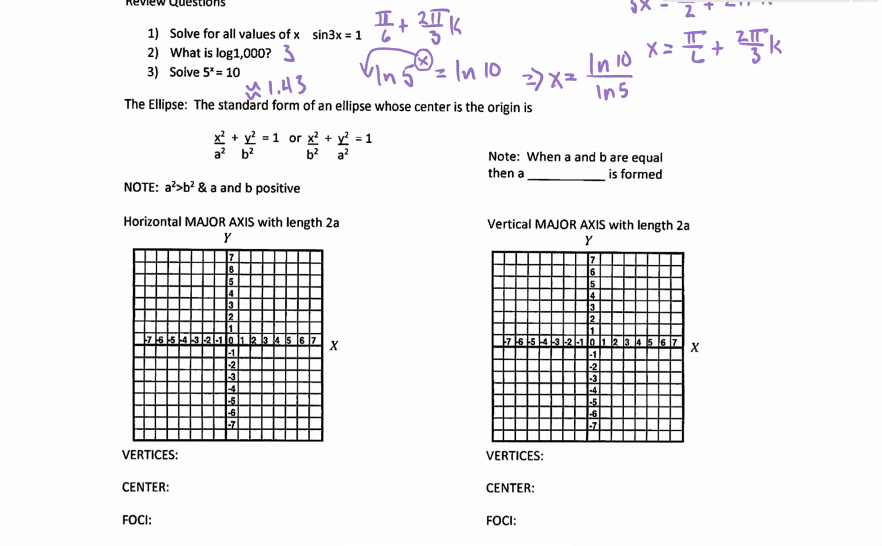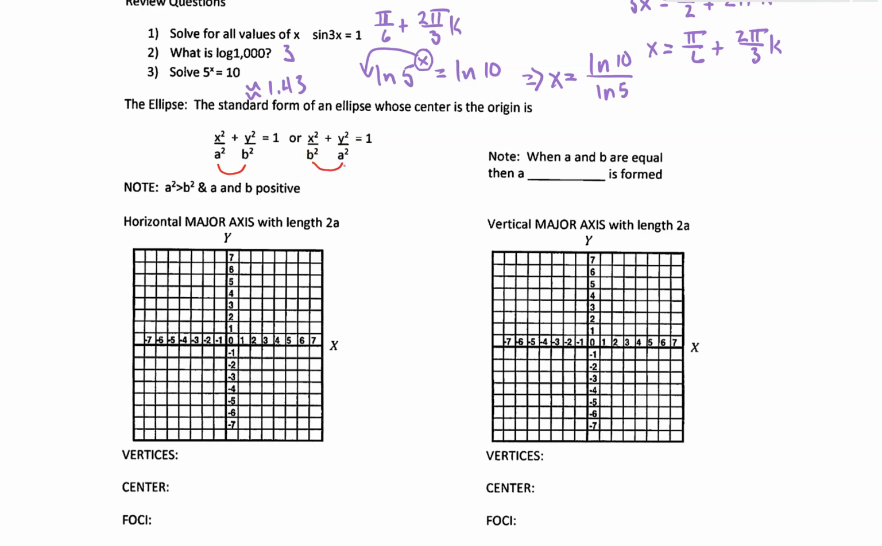The ellipse, its standard form is where the center is at the origin. And they look, or should look, fairly familiar. Notice here it's saying x squared over a squared plus y squared over b squared is equal to 1. In the second one, they're saying x squared over b squared plus y squared over a squared is equal to 1. So the difference is the a and the b.